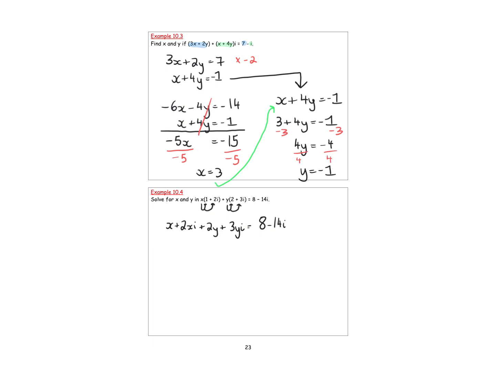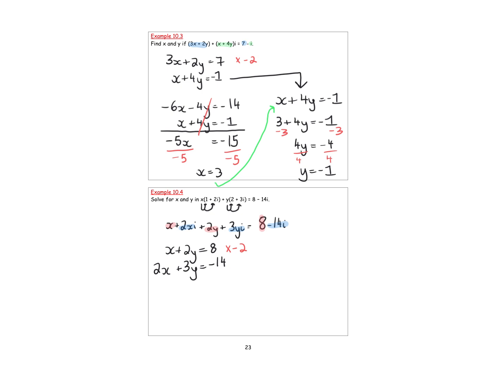I'll then equate the real parts and the imaginary parts. x is real, 2y is real, and 8 is real, and then 2xi, 3yi, and minus 14i are imaginary. So I'll get that x plus 2y is equal to 8, and 2x plus 3y is equal to minus 14. And I'm leaving out the imaginary parts there as each of them have an i, meaning we can divide across by i, meaning we don't really need to write it. What I'm going to do then is multiply the top line by minus 2 so that the x's will have the same value and different signs.